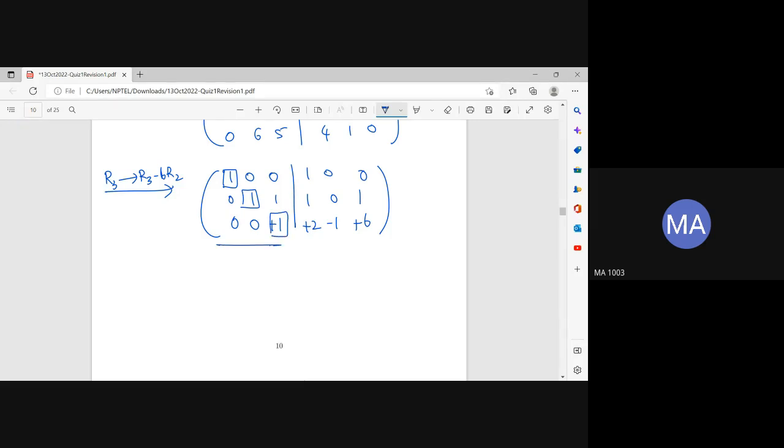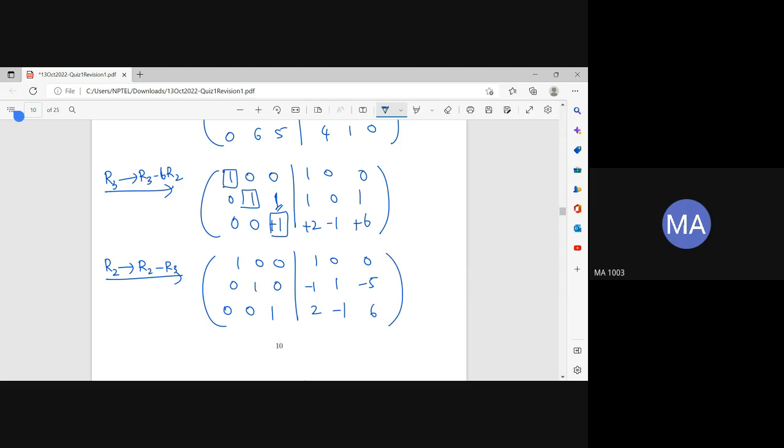I still haven't converted this portion into the identity matrix, right? Yes, ma'am. This entry has to be made 0. R2 minus R3. 1 0 0 1 0 0, 0 1 0, 1 minus 2 is minus 1, 0 plus 1 is 1, 1 minus 6 is minus 5, 0 0 1, 2 minus 1 6.